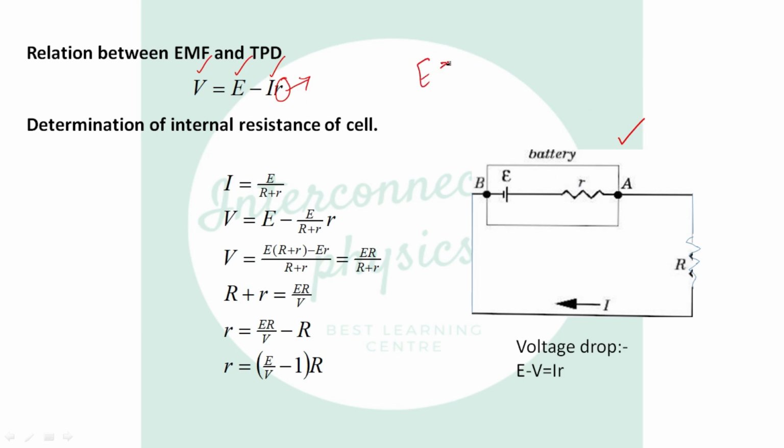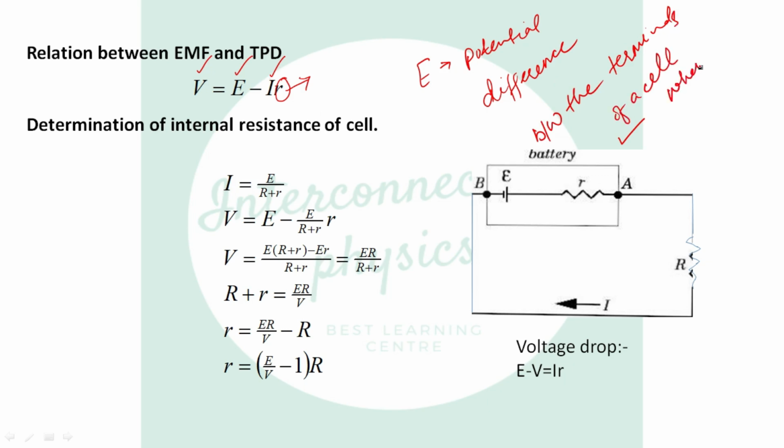E is the potential difference between the terminals of a cell when no current is drawn from the cell.